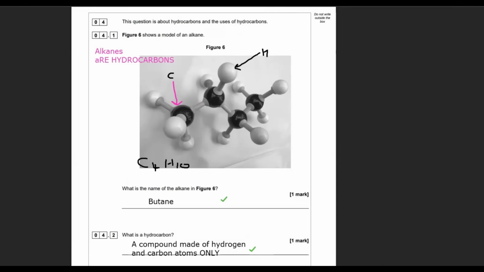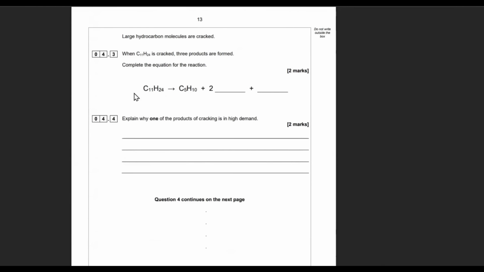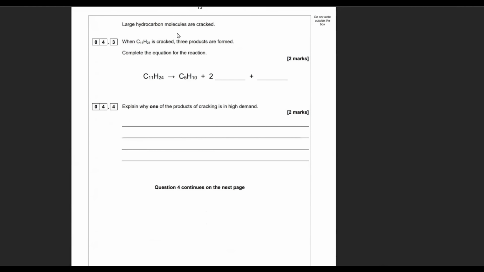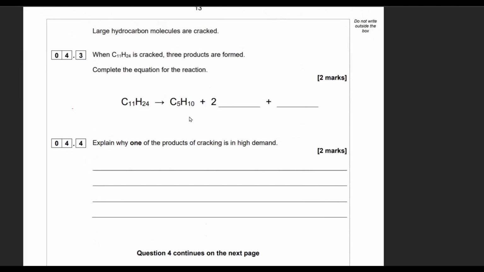Right, let me move on. Large hydrocarbon molecules are cracked. 4.3: When C11H24 is cracked, three products are formed. Complete the equation. So there's a little bit of mental math here. The numbers 11 and 24 need to equal 11 and 24 on the other side, and any way that you can do that, you're going to be good.